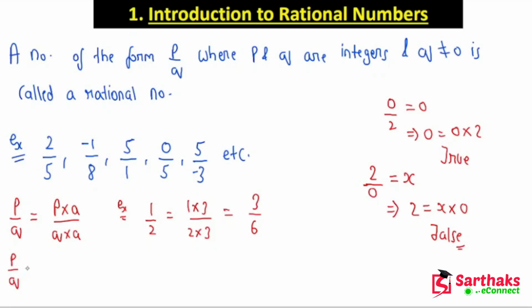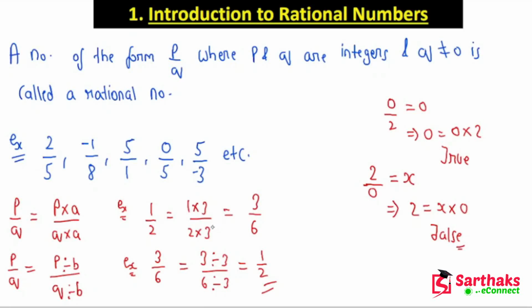Similarly, if p upon q is a rational number, then you can divide both p and q with the same number and the fraction will not change. Right. Again, example. Let us take 3 upon 6. Let us divide both numerator and denominator by 3. So we will get 1 upon 2, which is again a rational number and equivalent to 3 upon 6. Here 1 upon 2 and 3 upon 6 are equivalent rational numbers.